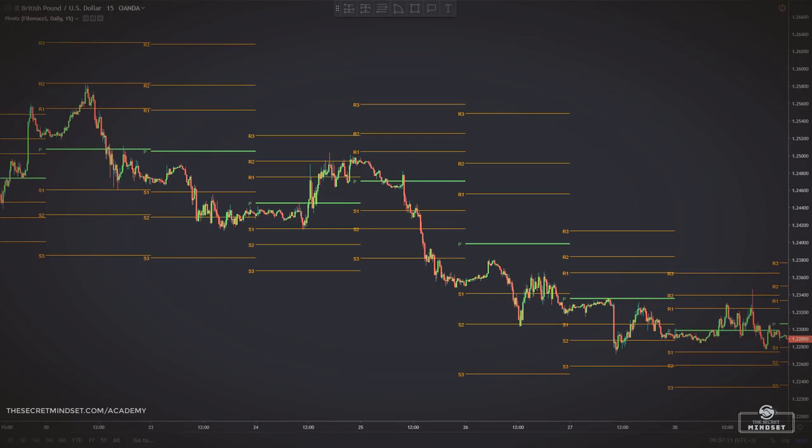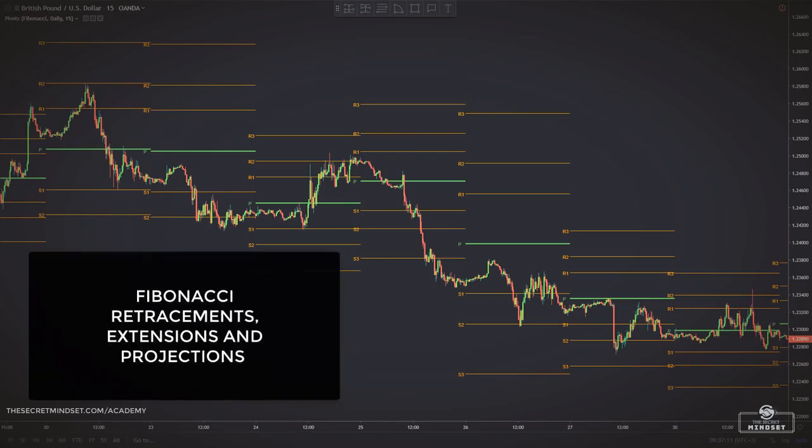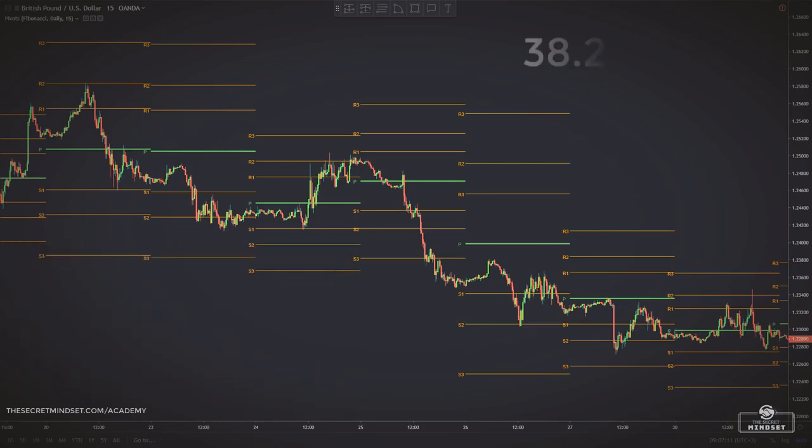Fibonacci studies, such as retracements, extensions, and projections, are quite popular in the financial markets. The primary Fibonacci levels that traders watch most closely are the 38.2 and the 61.8 retracement levels. But did you know that you could incorporate these Fibonacci levels into a pivot point calculation as well?